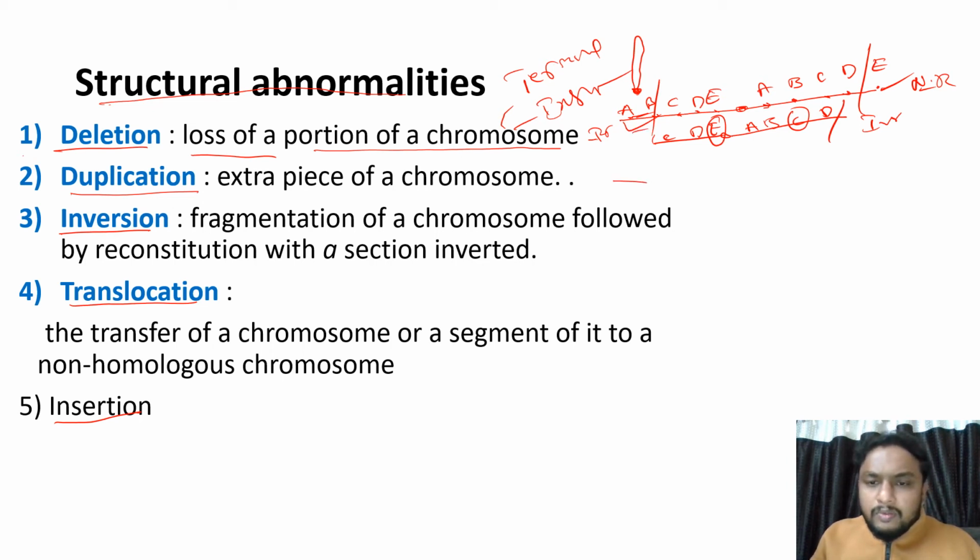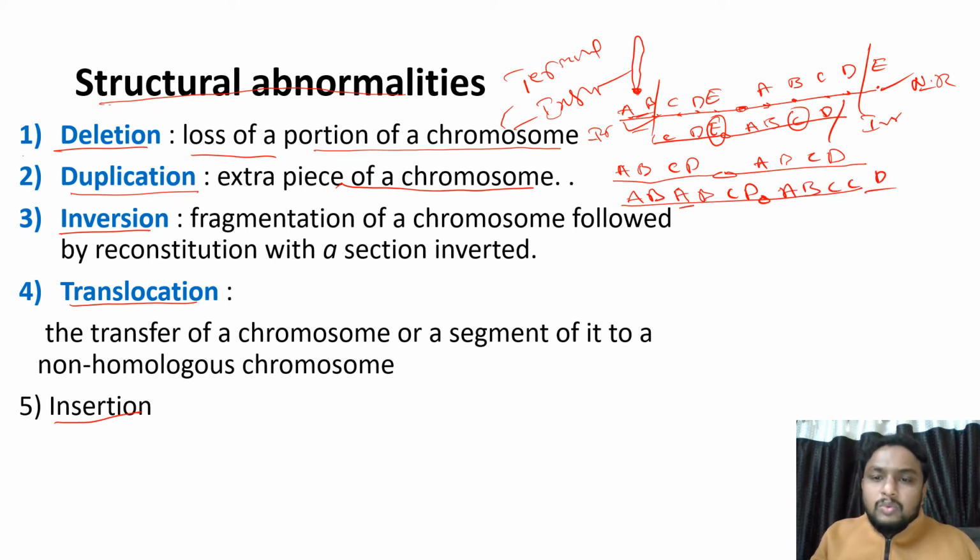Duplication means, for your understanding, I am writing like this. In duplication, there is an extra piece of chromosome present. Suppose A B C D, and it becomes A, B, C, C, D, like this. Some portion of the chromosome is repeating. That is called duplication. That is a structural abnormality.